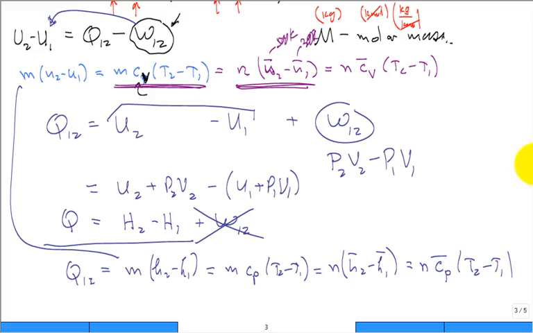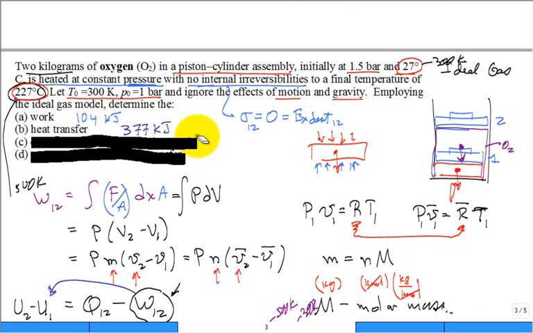All right, I need to press forward. Now, what about this last part C? What is the exergy transfer accompanying that work transfer?